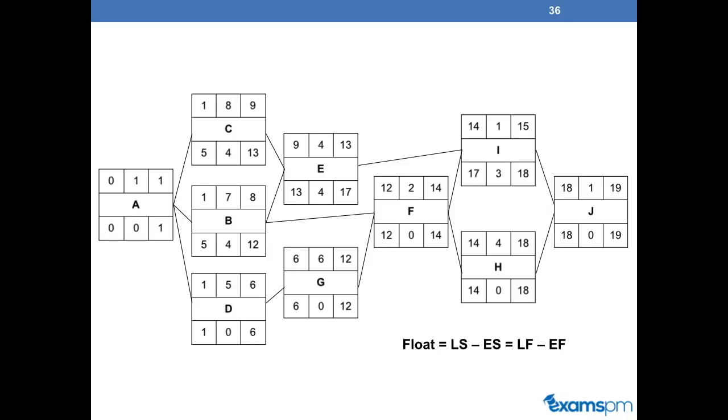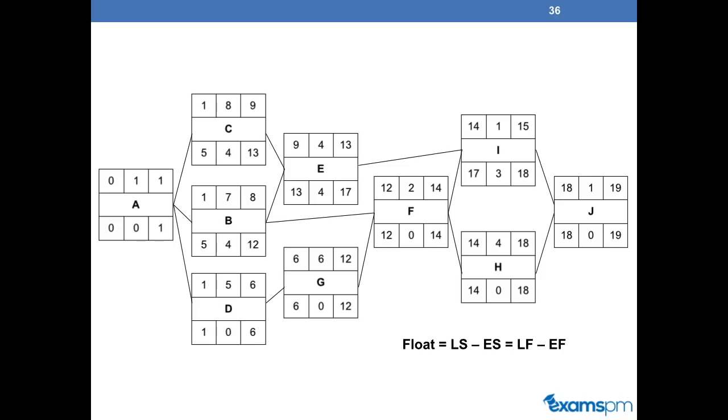The float is the amount of time that an activity can be delayed by without delaying the entire project. To calculate the float, you would use the late start and subtract it by the early start, or the late finish subtracted by the early finish. Both will give you the same result. And we already computed everything here for you, but let's just go through an example.